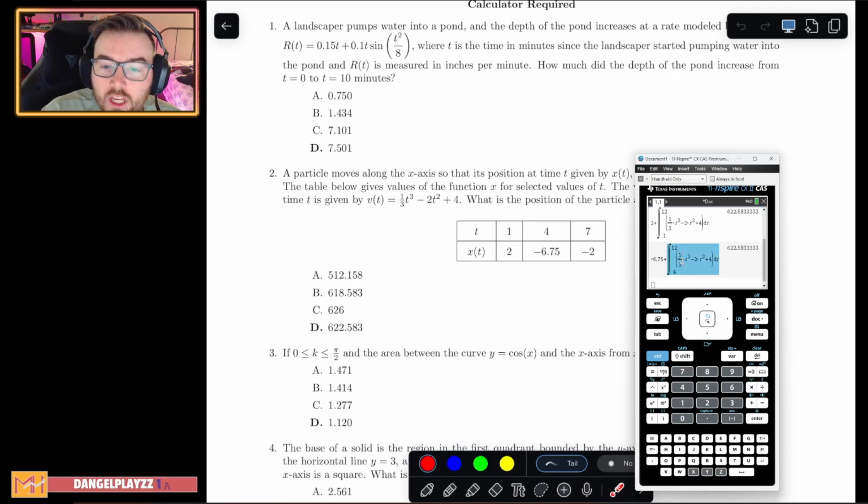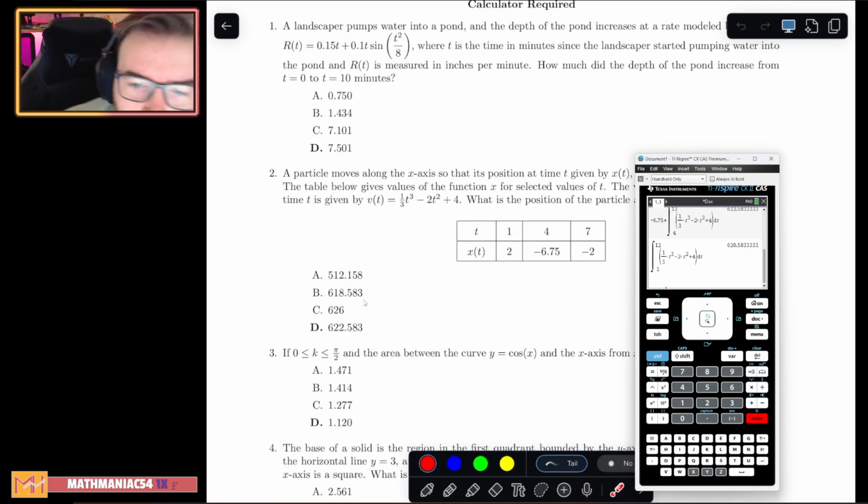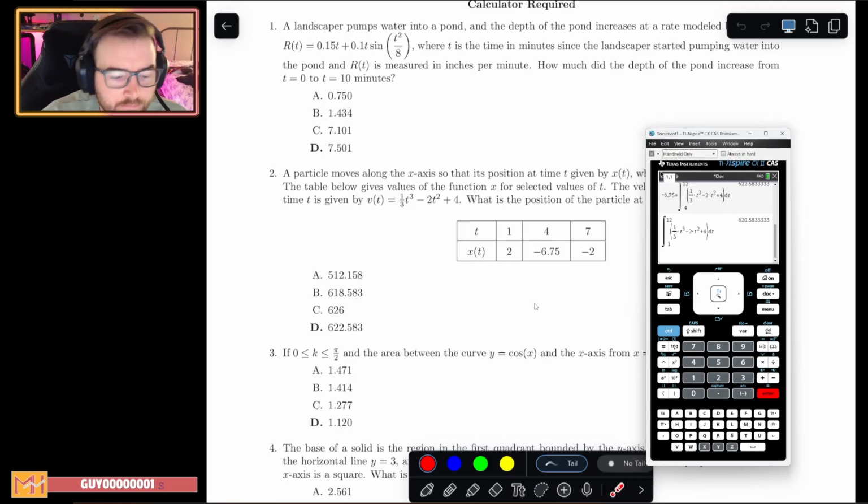Now, if you just look at the integral, right? If you did 1 to 12, if you just look at the integral, you can see that it's not one of the options. I thought I made it one of the options, but whatever. That's not the new position. That's how much the particle moved. It's a big difference.